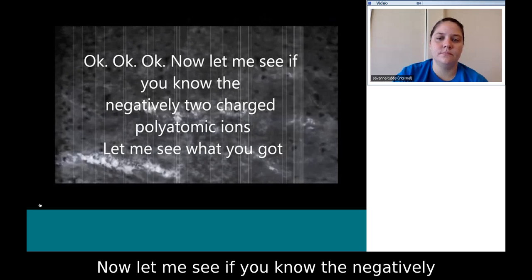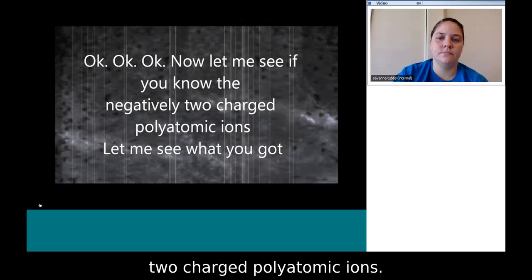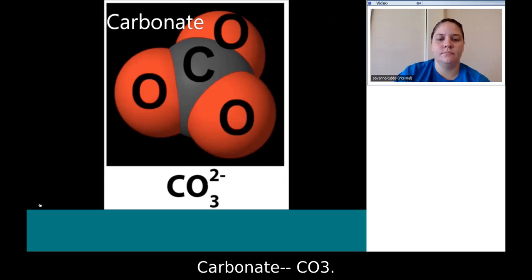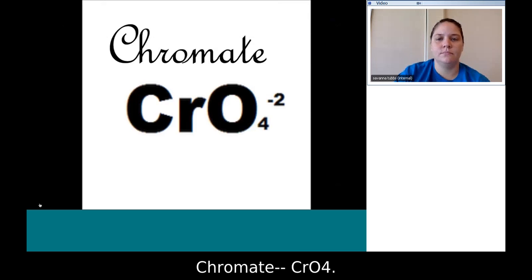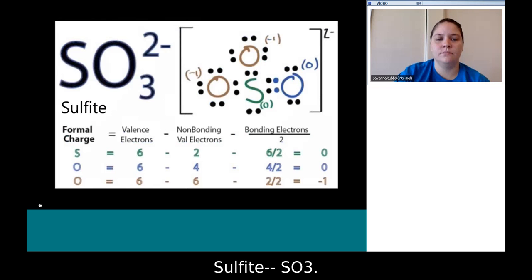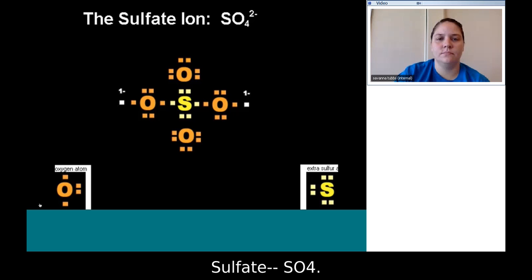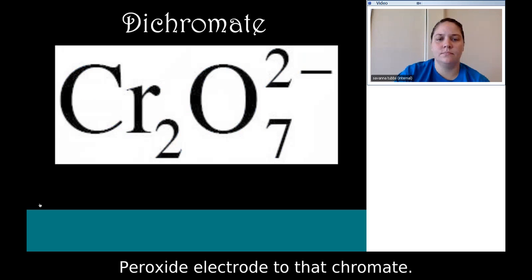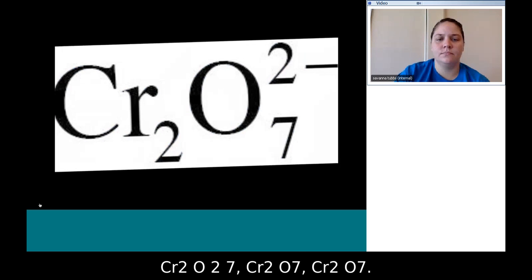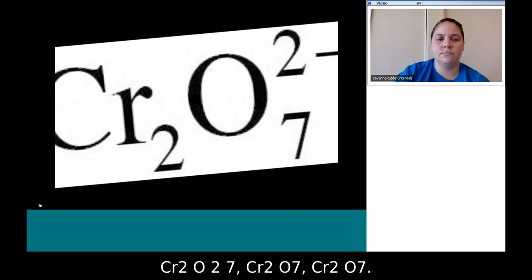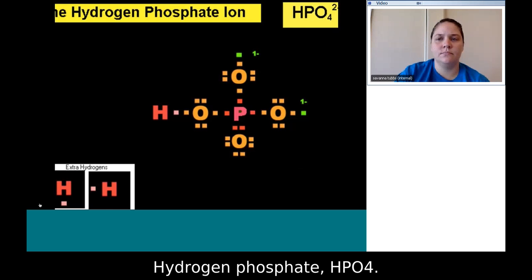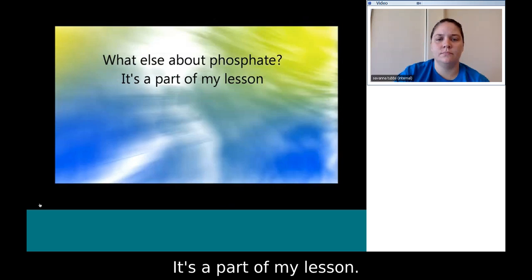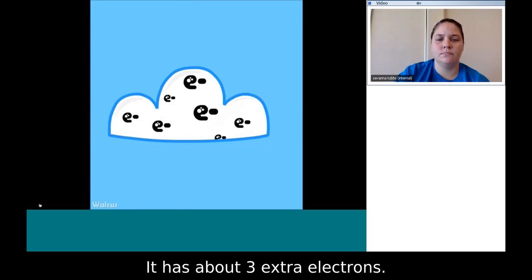Okay. Now let me see if you know the negatively charged polyatomic ions. Let me see what you got. Carbonate, CO3, chromate, CrO4, sulfite, SO3, sulfate, SO4, peroxide, yeah, that's O2, like chromate, CR2O7, CR2O7, CR2O7, hydrogen phosphate, HPO4, what about phosphate, PO4, what else about phosphate? It's a part of my lectron, it has about 3 extra electrons.